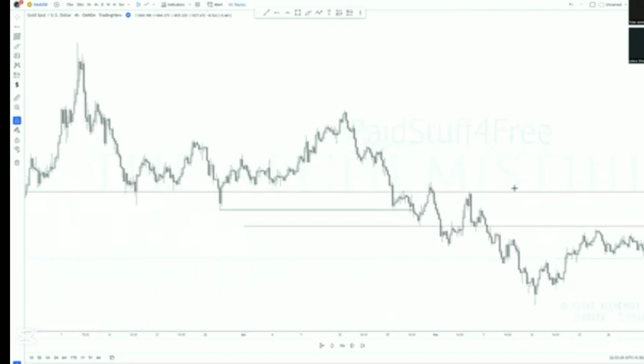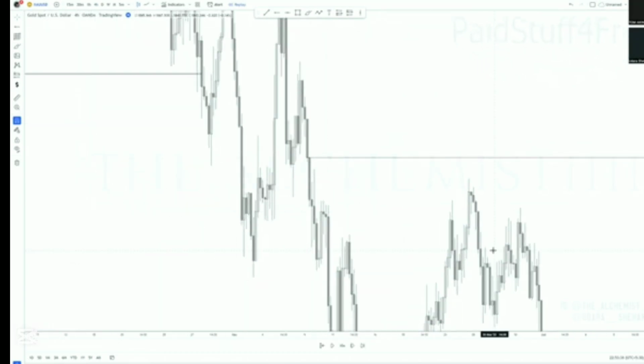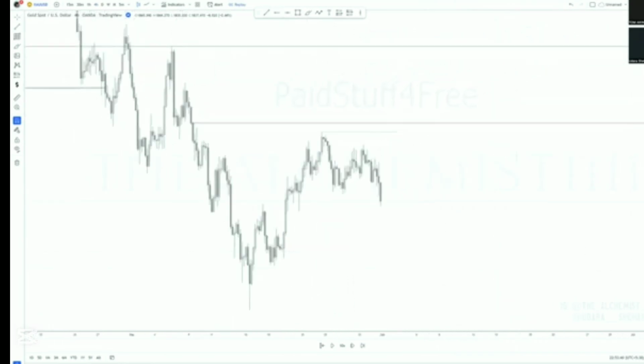Then I did a slight refinement, a very small refinement of this. This was the monthly imbalance into this one. Can you see what that is? Rejection block once again, into this 4 hour rejection block. And then we have liquidity below it. Now look what happened.